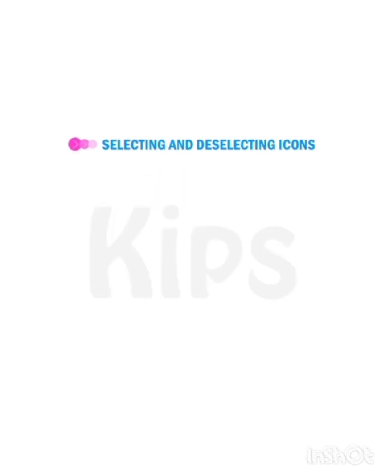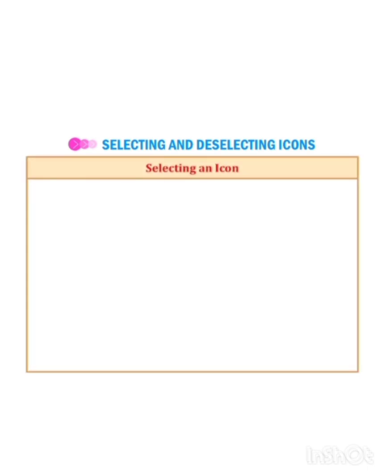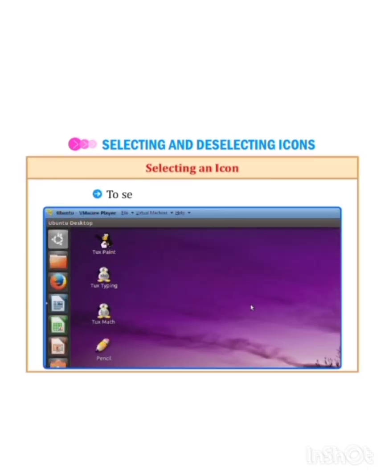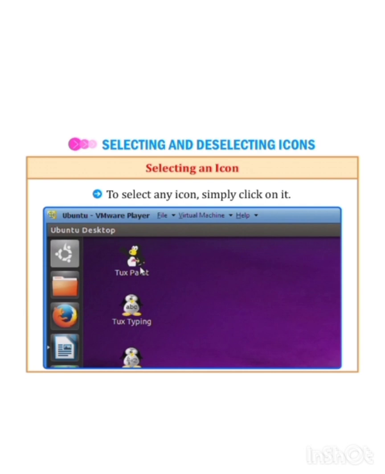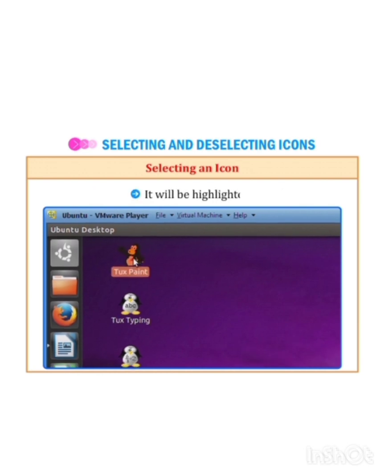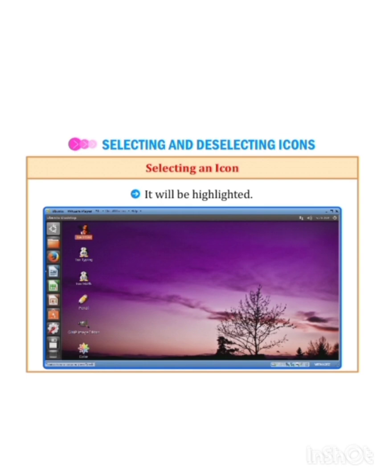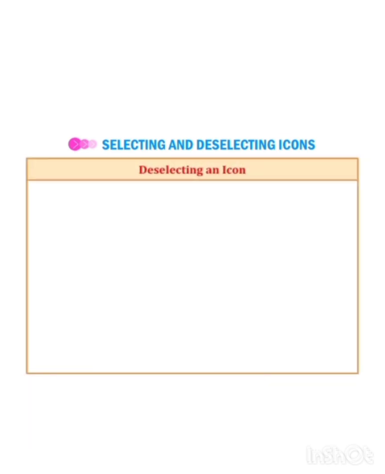Now, next is selecting and deselecting icons. Selecting an icon. To select any icon, simply click on it. For example, I want to select this tux paint icon. I will just click on this with the left mouse button, right? It will become orange. It means it is selected. It will be highlighted.